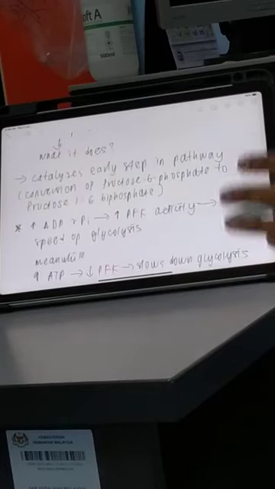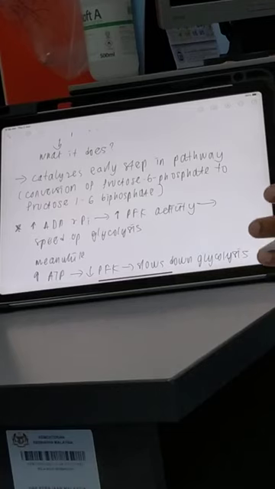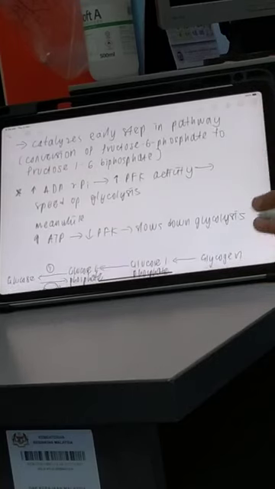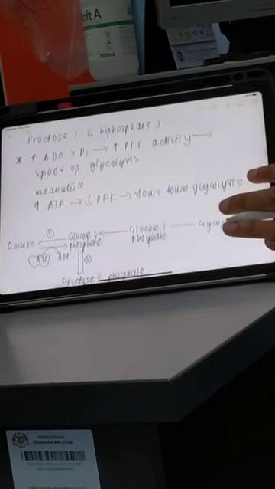So when there's increased ADP and inorganic phosphate, there will be increased PFK activity, therefore it speeds up the glycolysis. Meanwhile, increased ATP will cause a decrease in PFK and slows down the glycolysis.